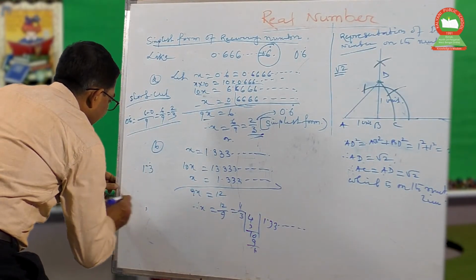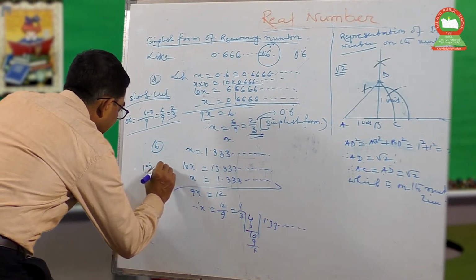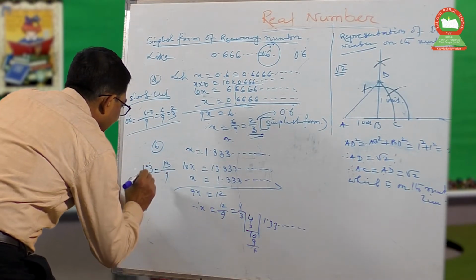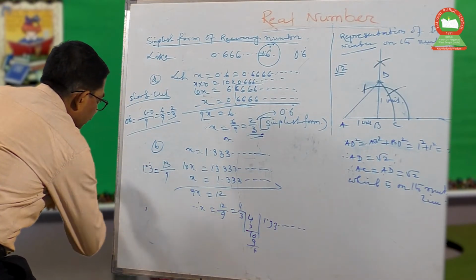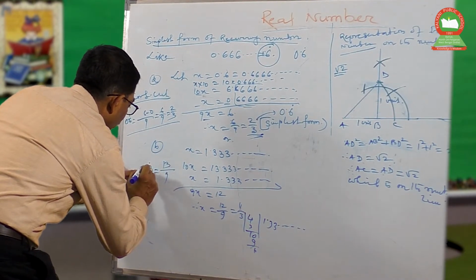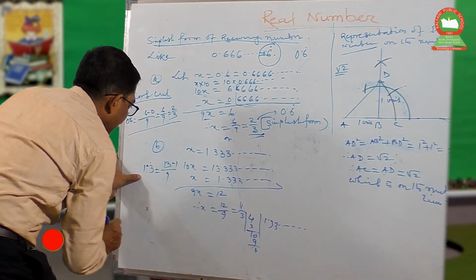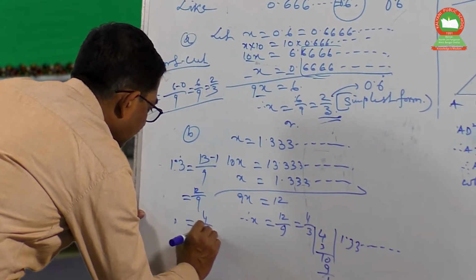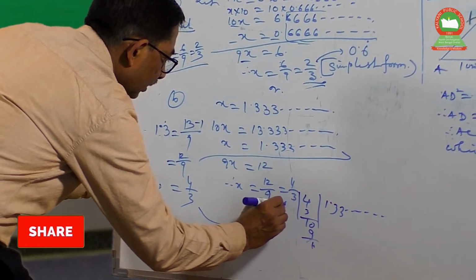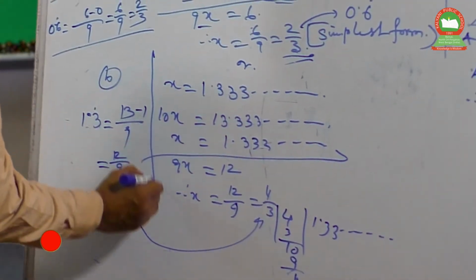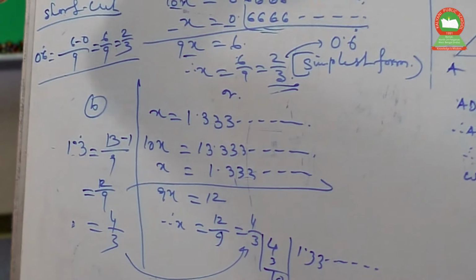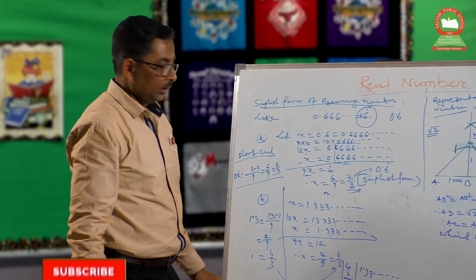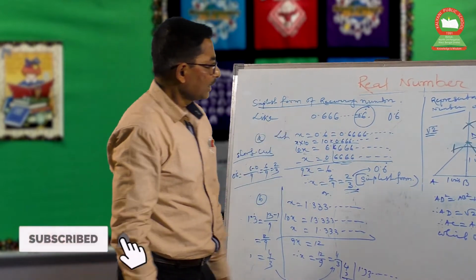We can also use the shortcut here: 1.3 recurring. You can put this as 13 by 9, since one digit is recurring, and the number left without recurring, which is 1, has to be deducted from here. This is 12 by 9, which is 4 by 3, the desired number. So very quickly we can calculate a recurring decimal in the simplest form.